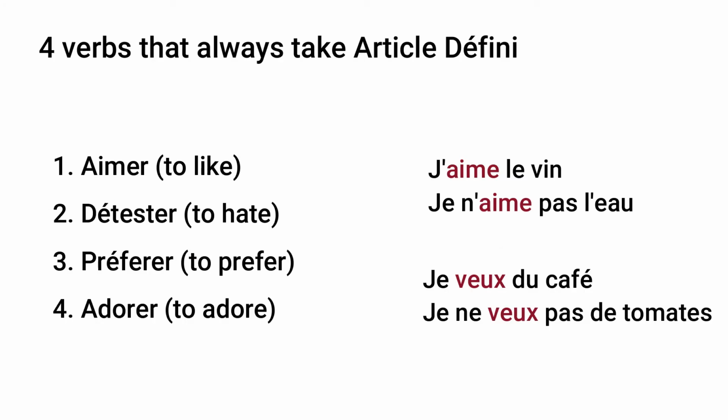There are 4 main verbs that you should keep in mind when it comes to not using partitif. Because most of the sentences or phrases that come after these verbs would be general statements. You remember je n'aime pas le poisson last time? Right? So similarly, we have 4 verbs that we're talking about here. And the first one is aimer. So you have an example, which is j'aime le vin. So that's a general statement. I like wine. J'aime le vin. And je n'aime pas l'eau. I don't like water. Je n'aime pas l'eau.